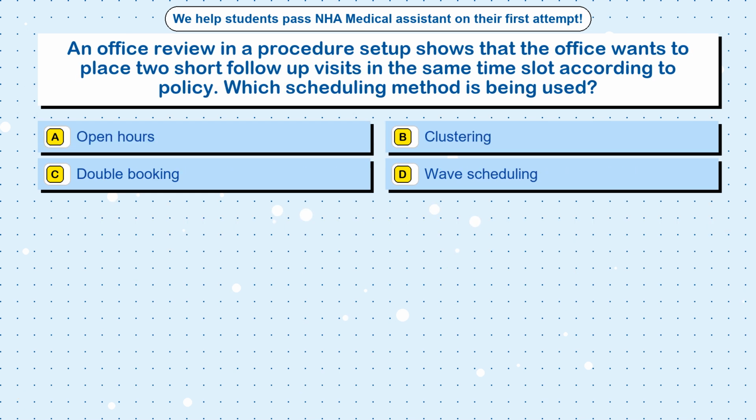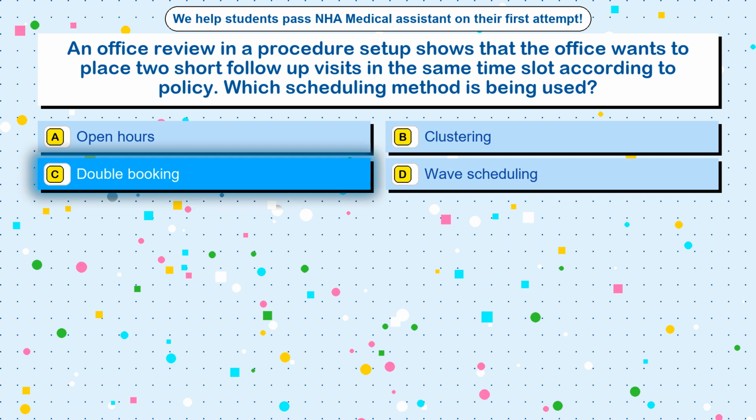Question 90. An office review in a procedure setup shows that the office wants to place 2 short follow-up visits in the same time slot according to policy. Which scheduling method is being used? Option A, open hours. Option B, clustering. Option C, double booking. Option D, wave scheduling.